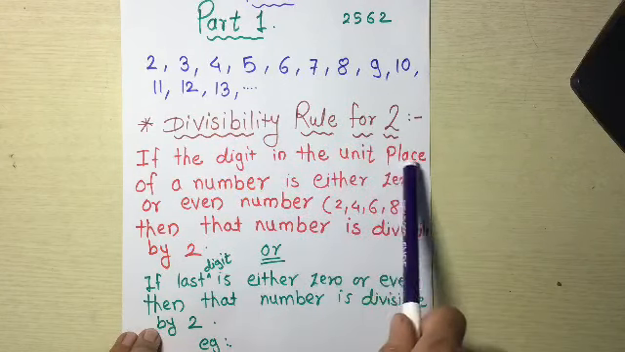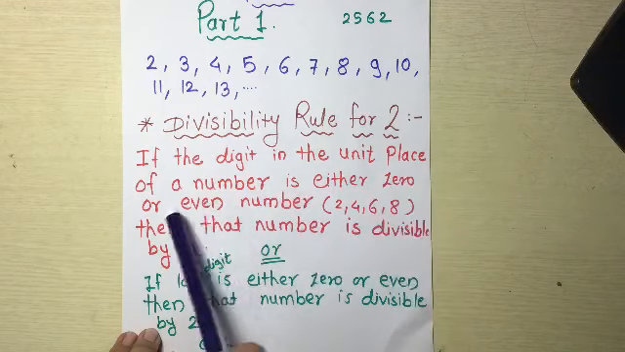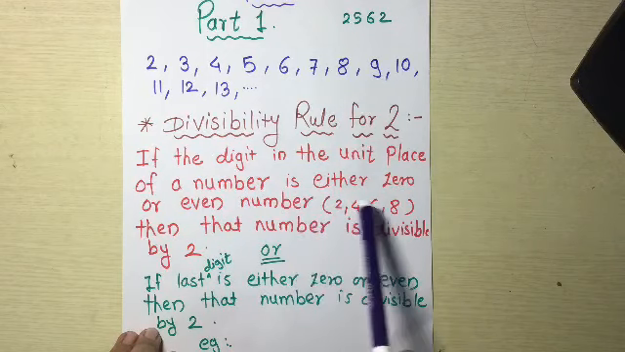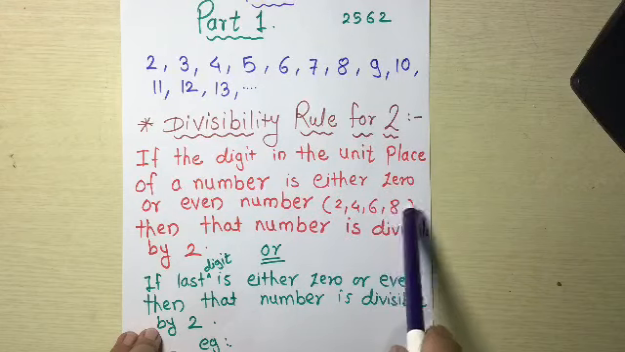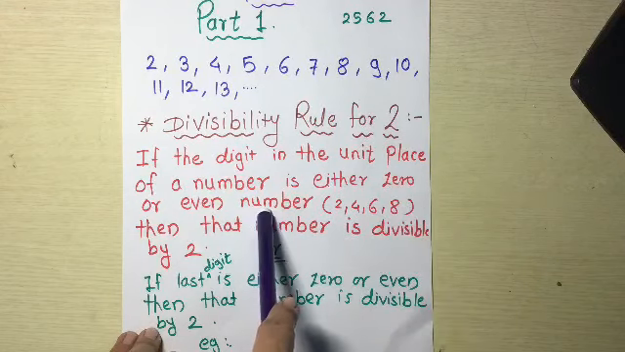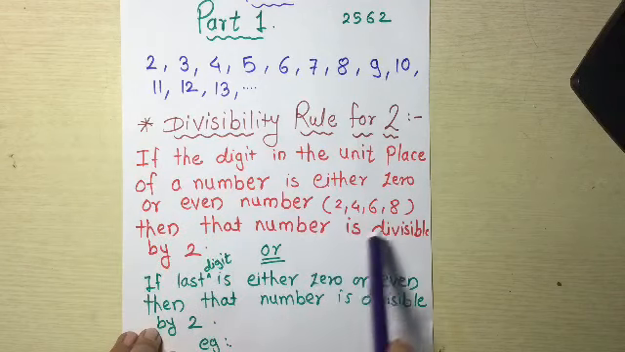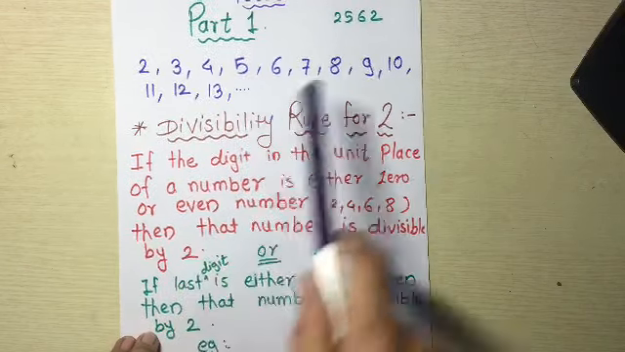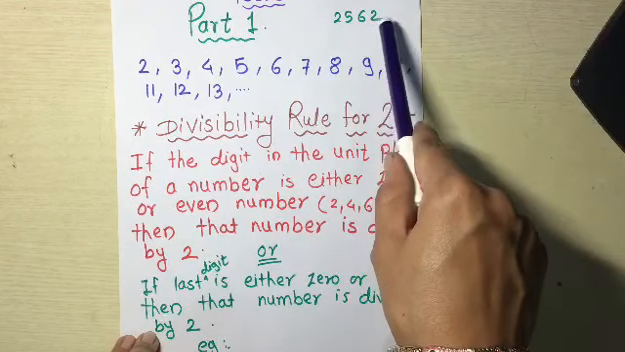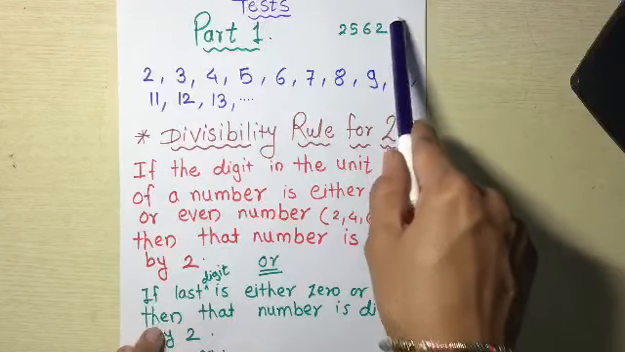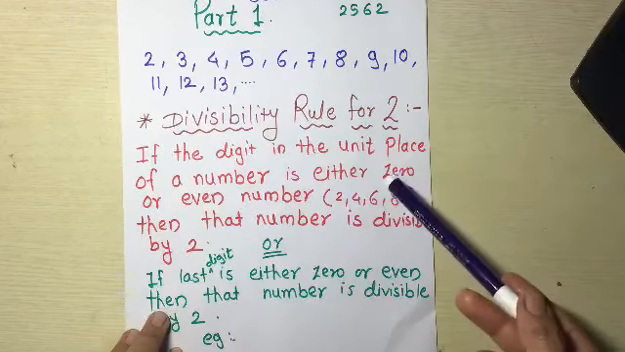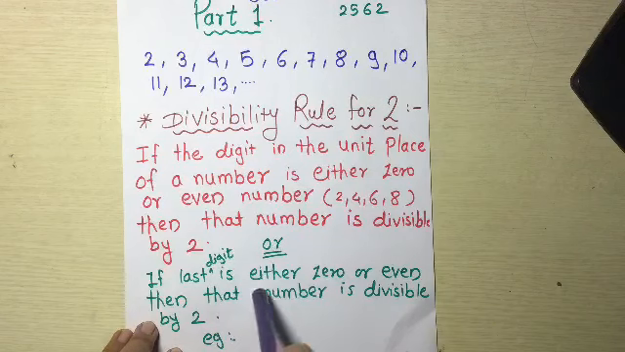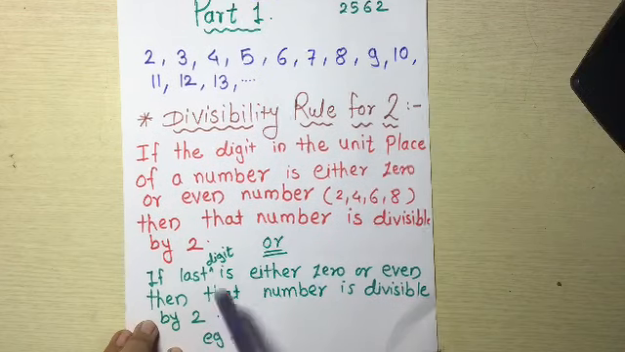If the digit in the unit place of a number is either 0 or an even number, you know that means 2, 4, 6, 8. From this, any number comes at the unit place means it is an even number. Then that number is divisible by 2. Means यहाँ पे 2 आया है. This is an even number, means this number is divisible by 2. Or you can make another definition also. If the last digit is either 0 or an even number, then that number is divisible by 2.